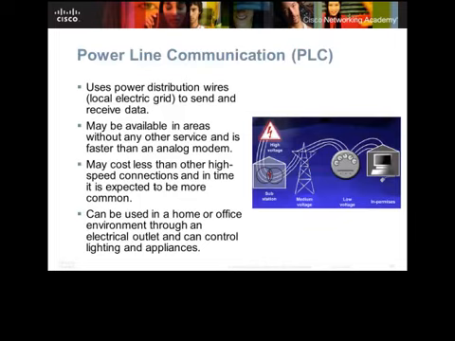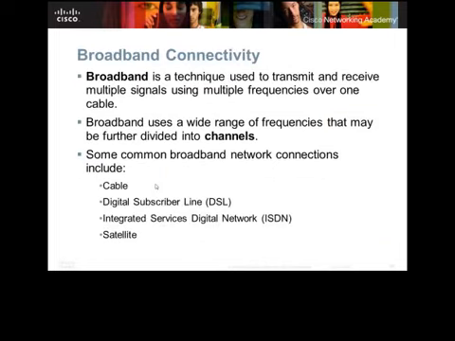previously couldn't have them. A common term that we hear is broadband. Broadband is a technique used to transmit and receive multiple signals using multiple frequencies over one cable. Broadband uses a wide range of frequencies that may be further divided into channels. Some broadband type of connections include cable, DSL, ISDN, and satellite. Broadband type of connections offer great speeds and are typically always-on type of connections.